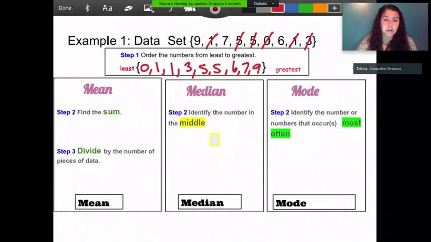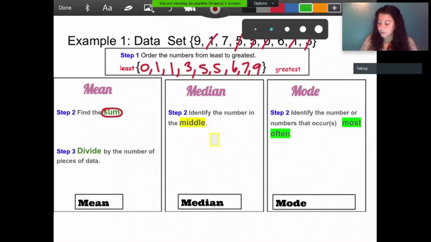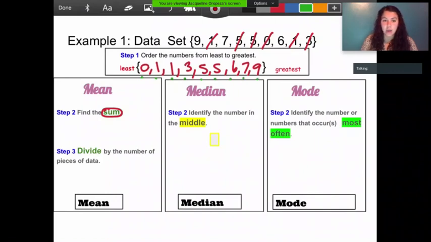I'm going to start now calculating the mean. In order to calculate the mean, my second step says here to find the sum. So that means I have to add 0 plus 1 plus 1 plus 3 plus 5 plus 5 plus 6 plus 7 plus 9. When I add up all those numbers, and you can use a calculator, I get 27.